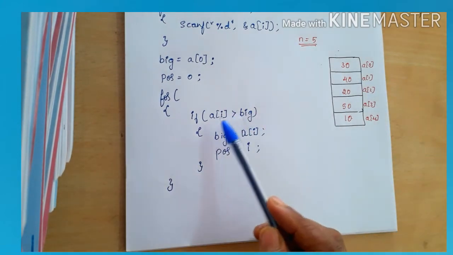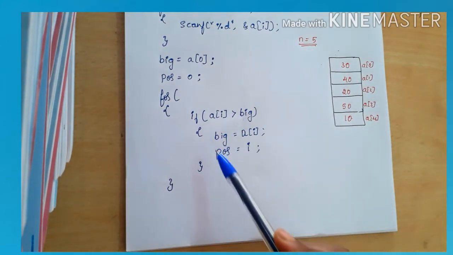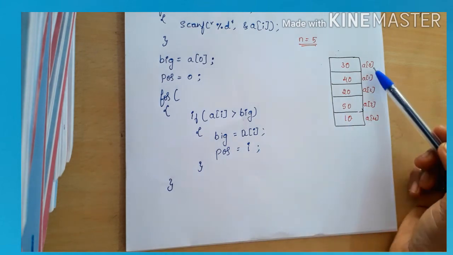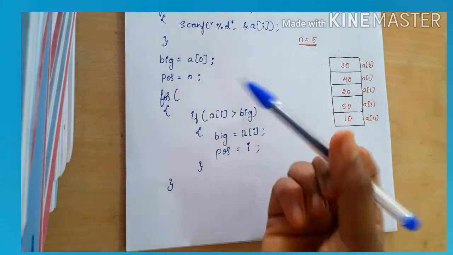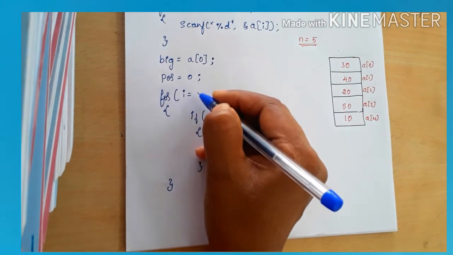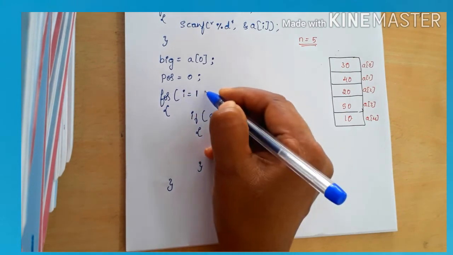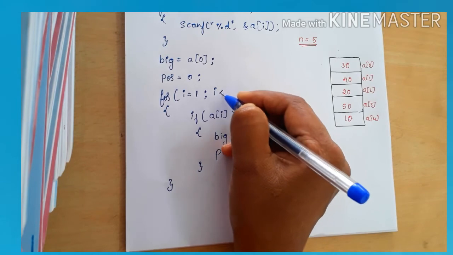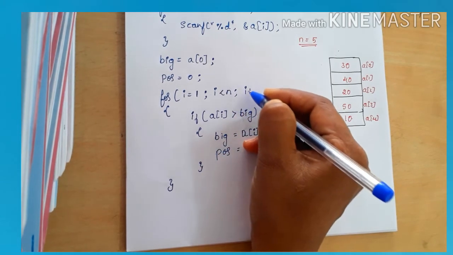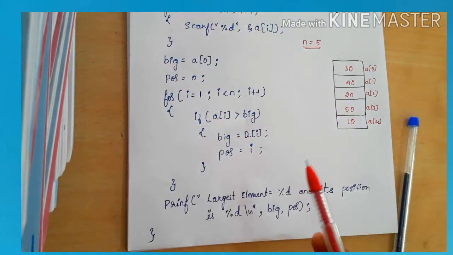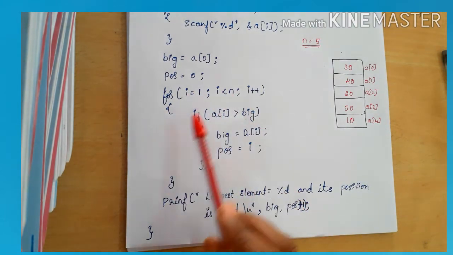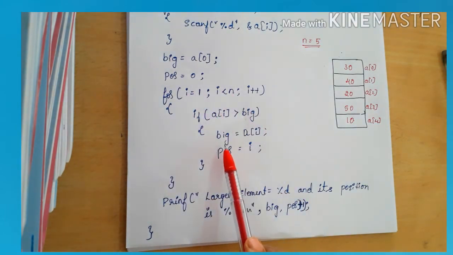I want to repeat these comparison steps for all the elements of the array except the first element. So that's why I'll take the initial value for I as 1, not 0. I is up to n. On each step, I is incremented by 1. After the execution of this for loop, the variable big stores the largest element of the array, and the variable position stores the position of the largest element of the array.